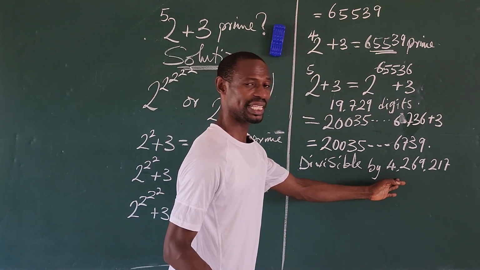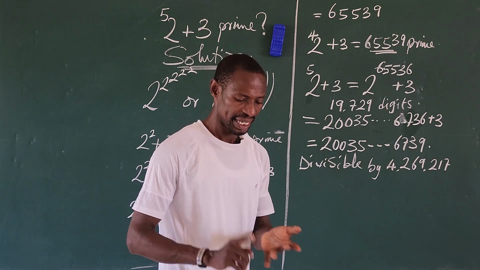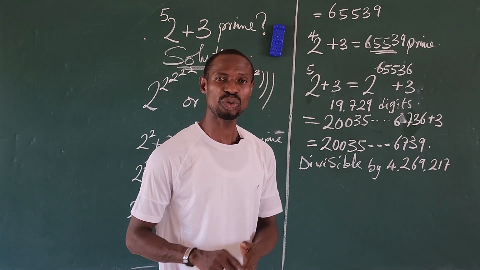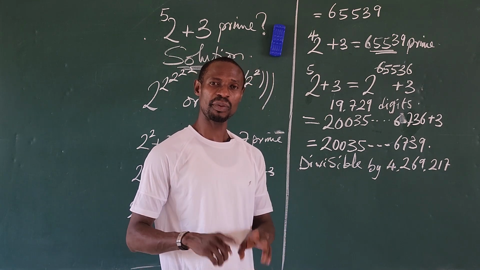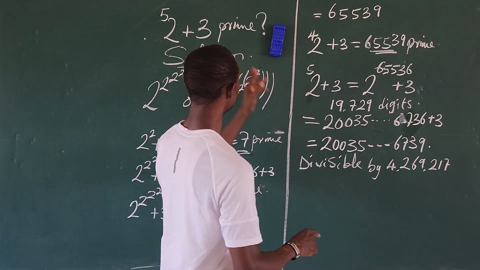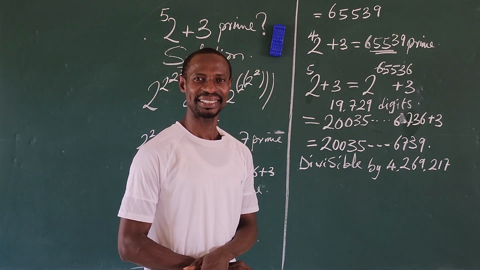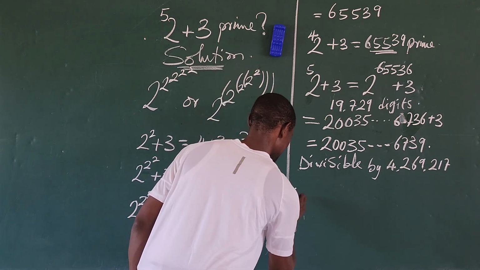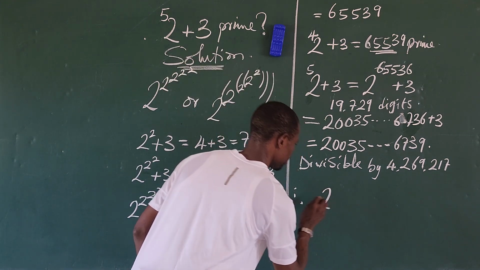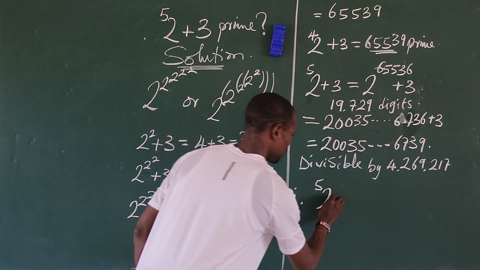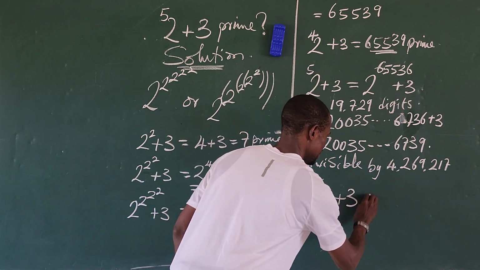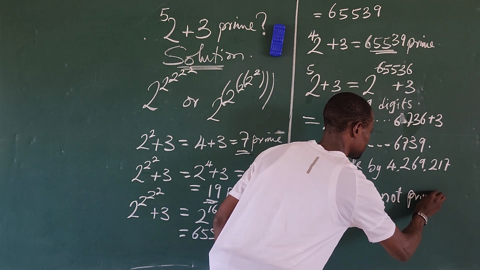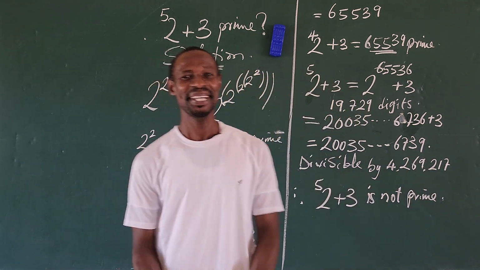So as long as it's divisible by this, in other words, it is divisible by 1, it is divisible by 4,269,217, and it's also divisible by itself. That makes it not a prime number. So it's not a prime number, okay? Right? So from here, we can conclude by saying that therefore 2 tetrated 5 plus 3 is not prime. It's not prime. All right.